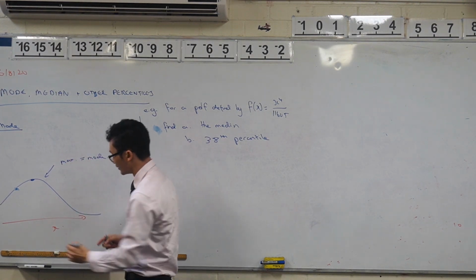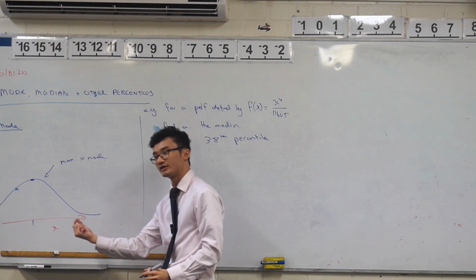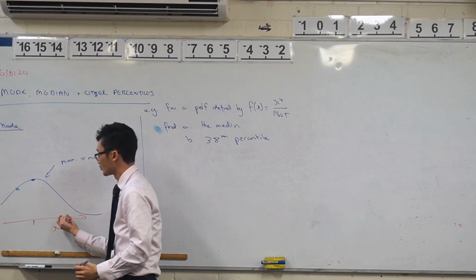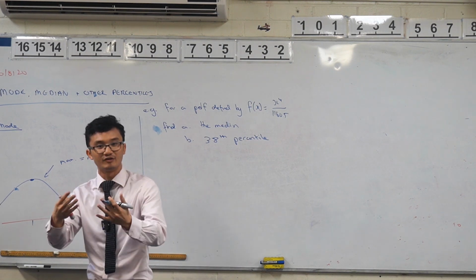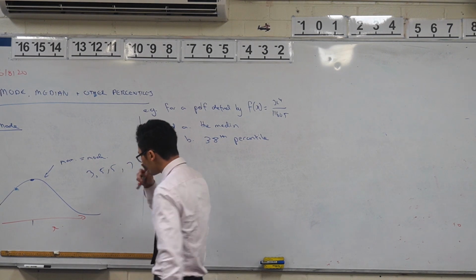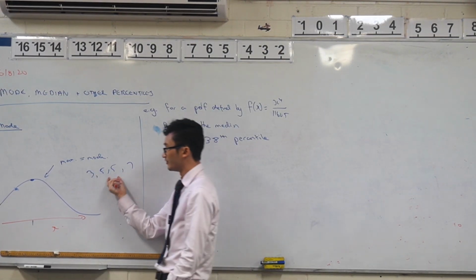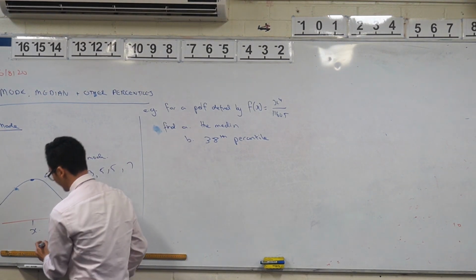Now, important to note, it's not the y value we're interested in. It's not the probability. It's the actual score itself. If you think about writing out your scores, the mode is not how many of them there are. If you have 3, 5, 5, 7, the mode is not 2 because there are two 5s, but the mode is 5. 5 is the score. So the x value is what you're looking at.